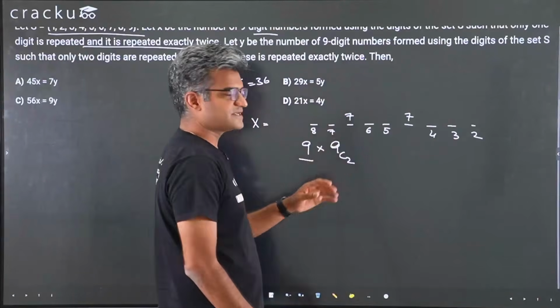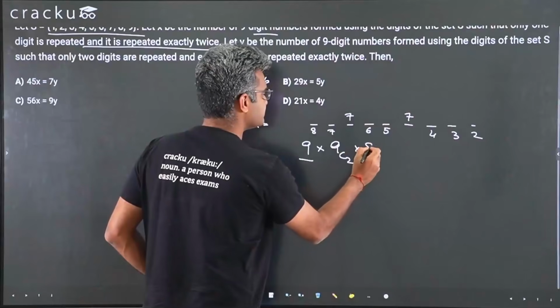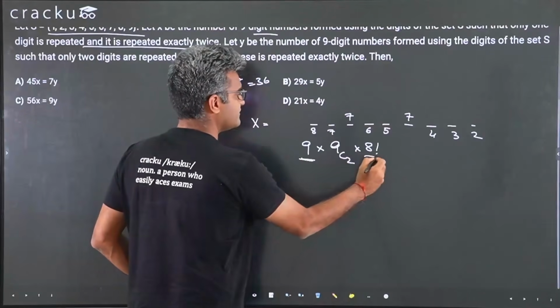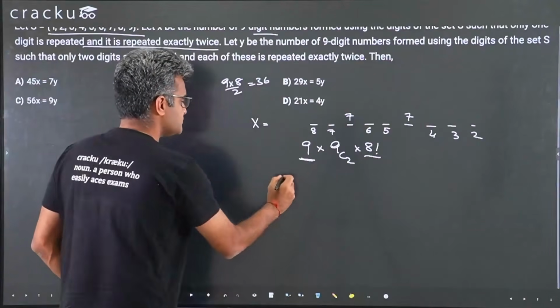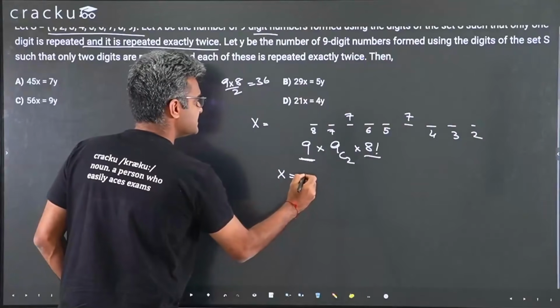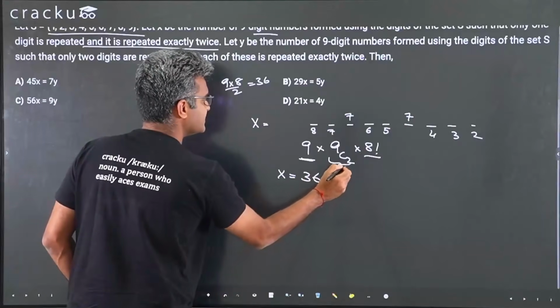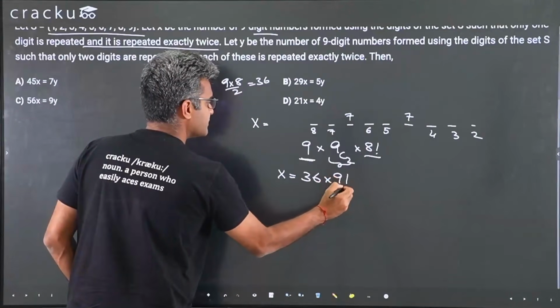So the remaining numbers can be selected in 8 factorial ways. 9 into 8 factorial is 9 factorial. So the value of X is 36, which is the value of 9C2 into 9 factorial.